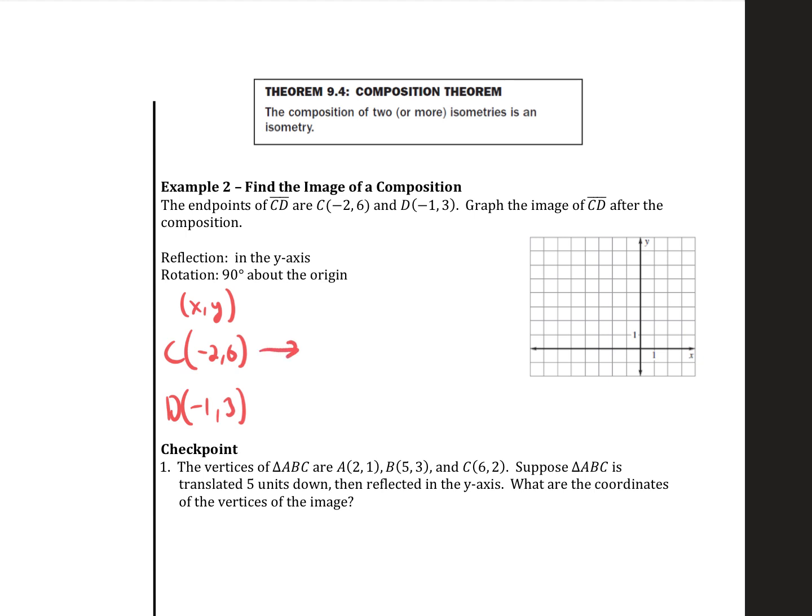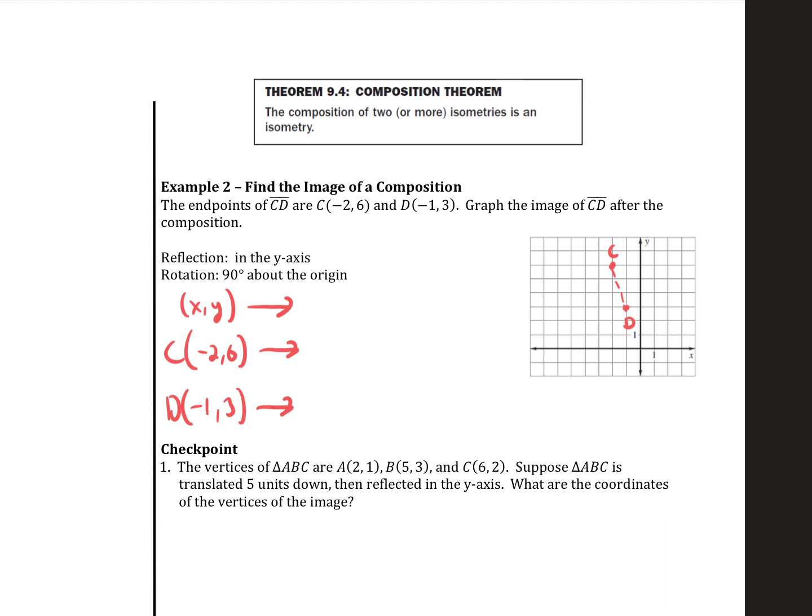Okay. We're doing multiple things here. So C is left 2, up 6. Okay, that's C. We have D, which is left 1, up 3. That is D. Dashed line, that's where it was. It's going to be kind of hard to see what's happening here because it's just like a single line, but we'll do the best we can here.